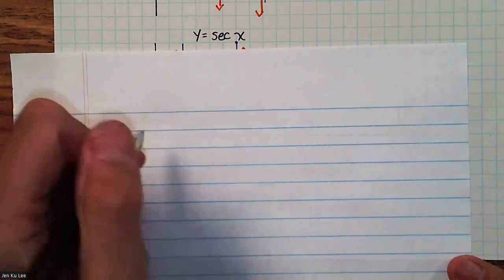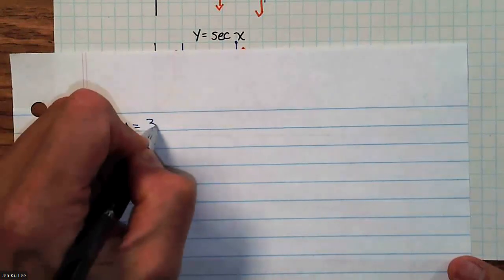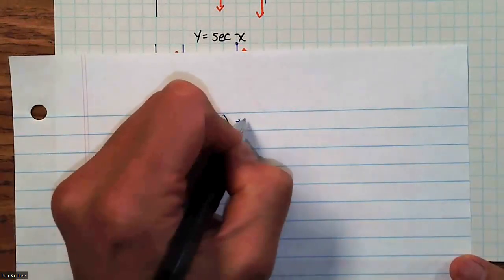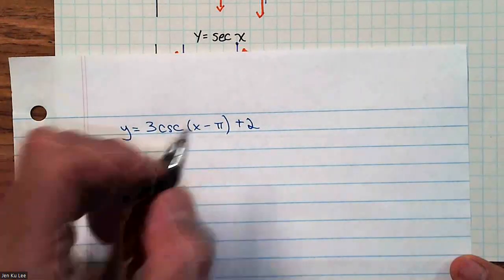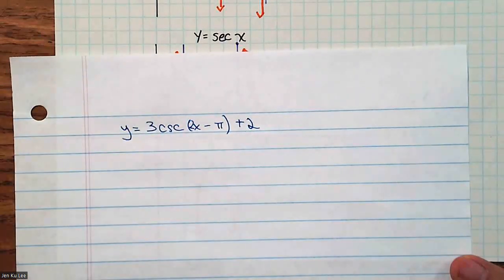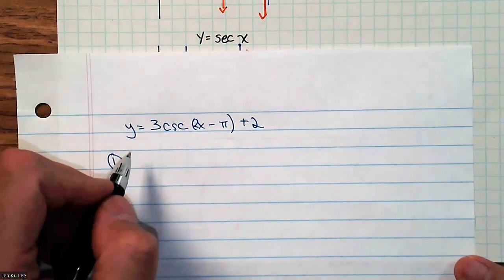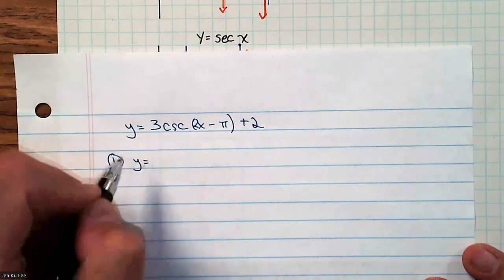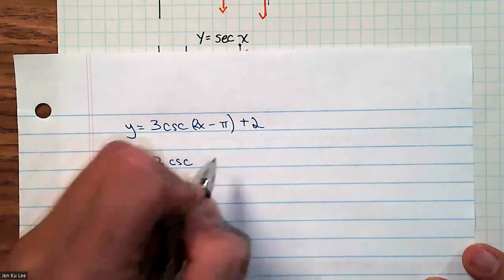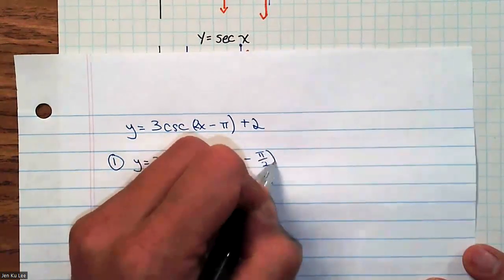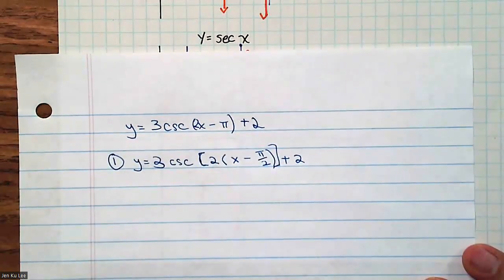Now, if you are asked to graph y equals 3 cosecant of 2x minus pi plus 2, okay? My first step is actually different from the first step that I just told you. I'm going to take out the 2. So 3 cosecant of 2 times x minus pi over 2 plus 2. Right? You guys remember that?